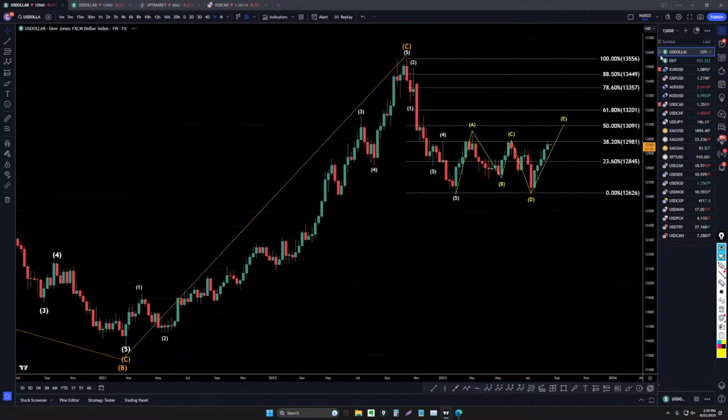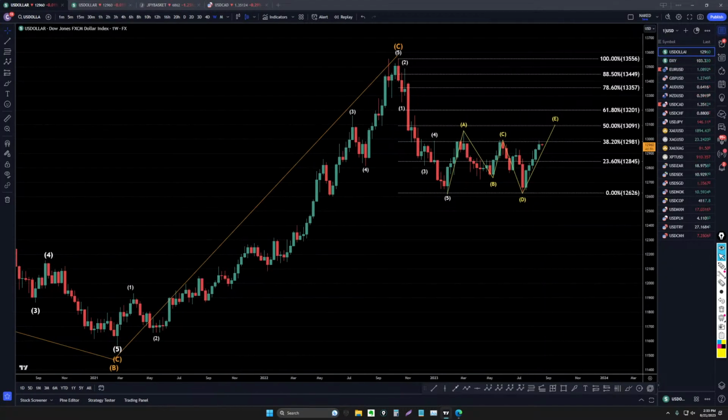So as I go down to the weekly, I do prefer to switch back to the US dollar index, because I do trust this one much more, because it is equally weighted.